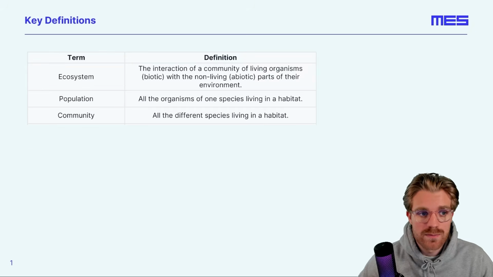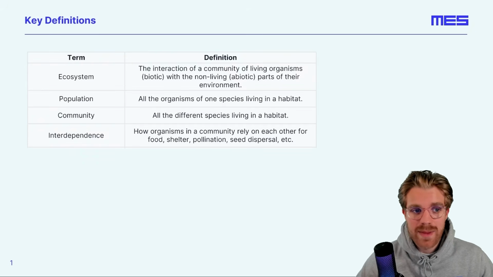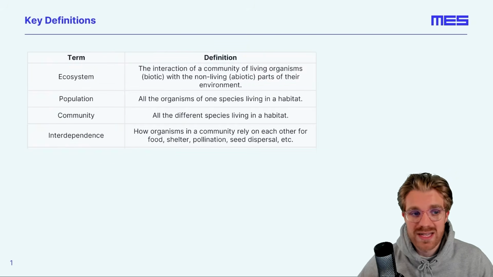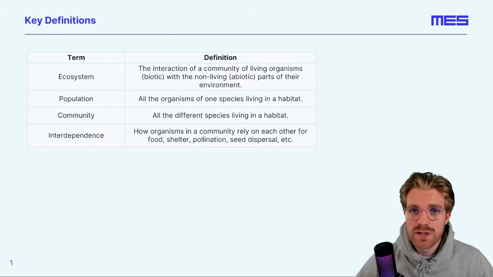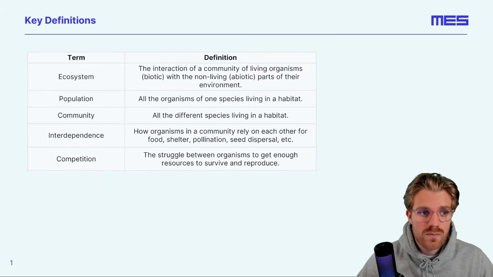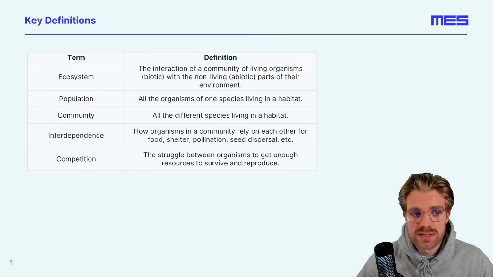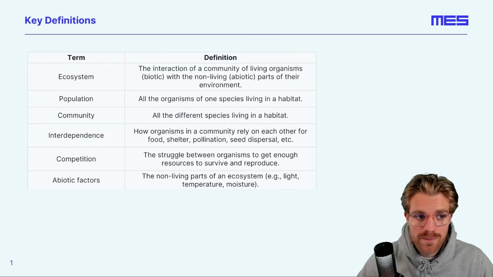We also have interdependence, and this is how organisms in a community rely on each other for things like food, shelter, pollination, and seed dispersal. The plants rely on the animals for pollination and seed dispersal, and the animals rely on the plants for food and for shelter. We also have competition. Competition is the struggle between organisms to get enough resources to survive and reproduce. All organisms are in competition with each other.